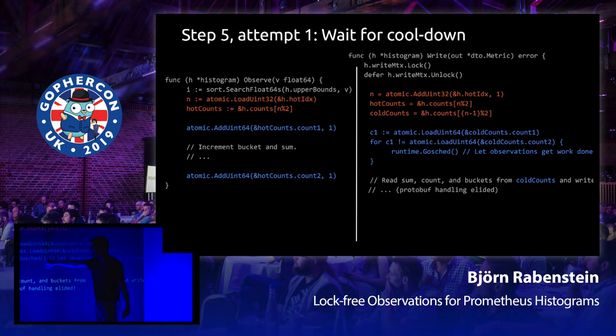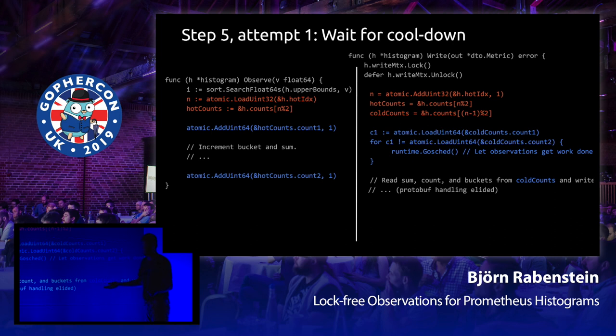You have to tell the scheduler to do work, because if you don't do this and you only have one call, then this for loop will just run and run and run, and this goroutine will never let any other goroutine get work done. So let observations get work done. You do this with runtime.Gosched. This should work, right? You do this.